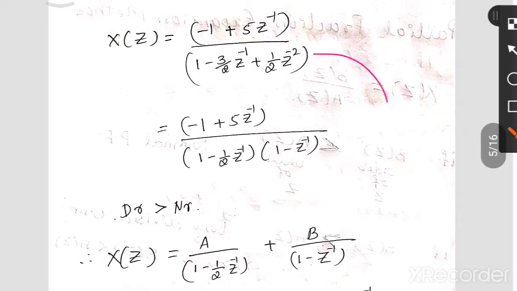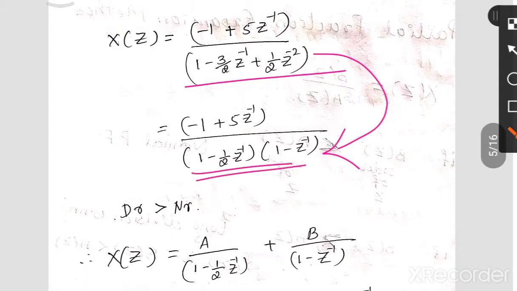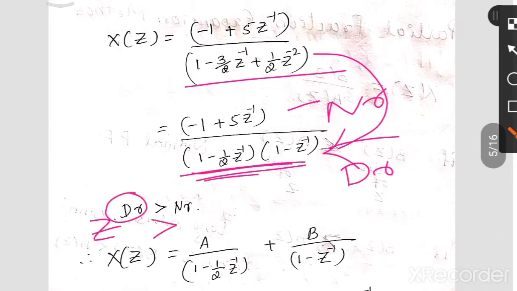Therefore, this equation can be expressed in terms of factors. 1 minus 3 by 2 z raised to minus 1 plus 1 by 2 z raised to minus 2 can be expressed as 1 minus 1 by 2 z raised to minus 1 into one more factor, that is 1 minus z raised to minus 1. So now observe the numerator order and denominator order of z. When you observe, the denominator order of z is greater than the numerator. Denominator has 2, numerator has 1. So 2 is greater than 1.